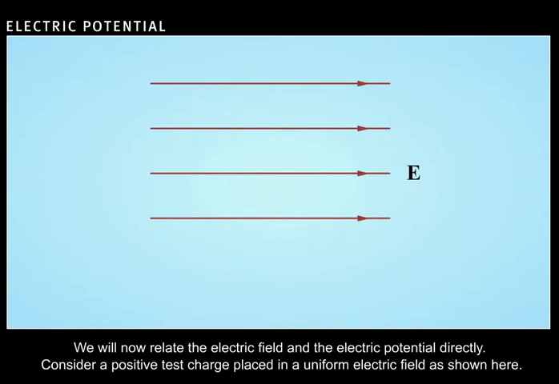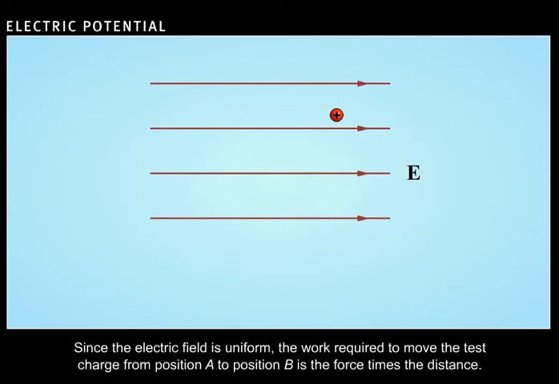We will now relate the electric field and the electric potential directly. Consider a positive test charge placed in a uniform electric field as shown here. Since the electric field is uniform, the work required to move the test charge from position A to position B is the force times the distance.